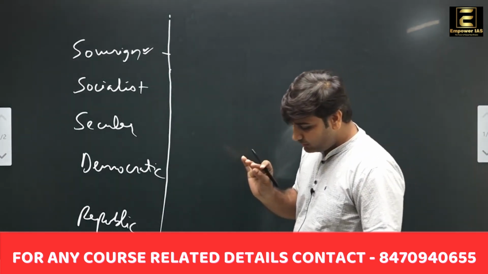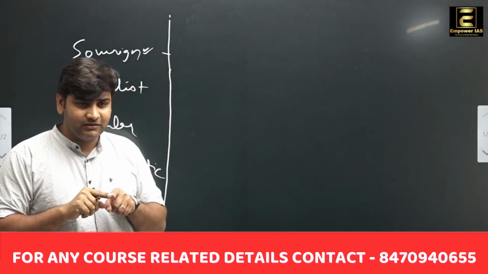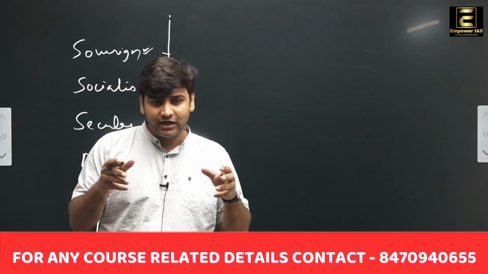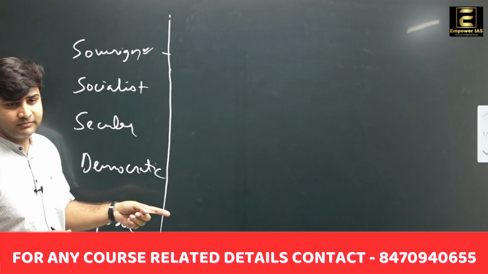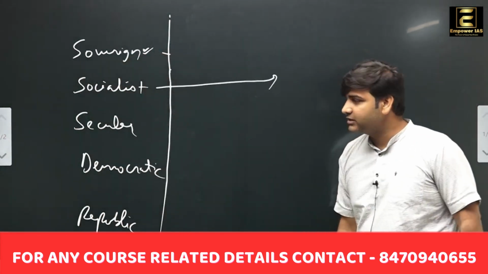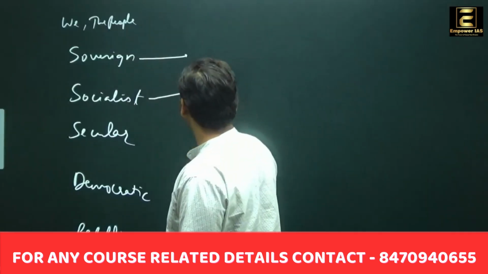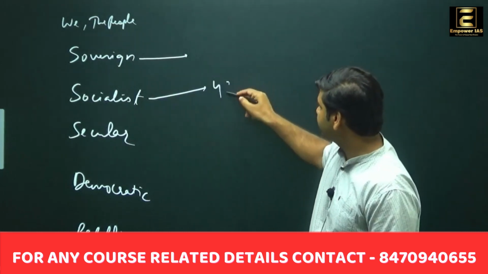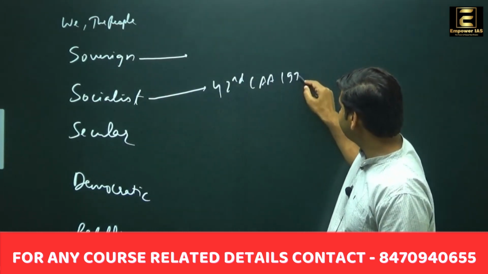Now, I think you will be getting the idea of what I was telling you in the beginning, that everything in the constitution, and how the constitution is conducted and how the laws are made and interpreted, is linked to the preamble. Now coming to the second word, socialist. What does socialist mean? Socialist was added to the preamble in the 42nd Constitutional Amendment Act of 1976.